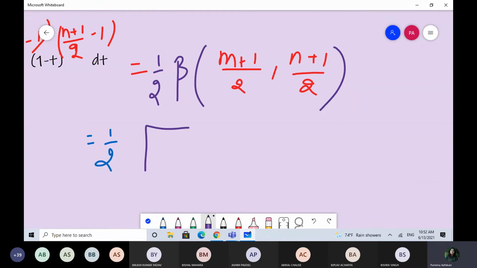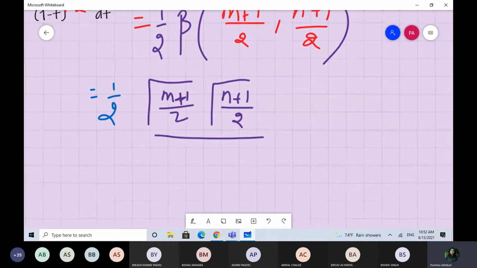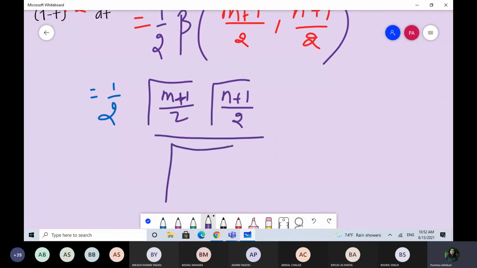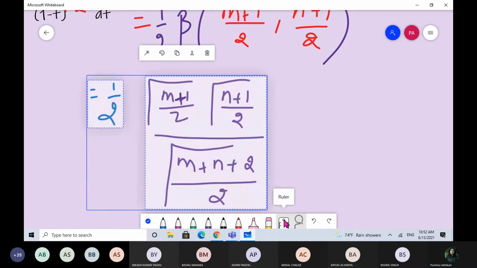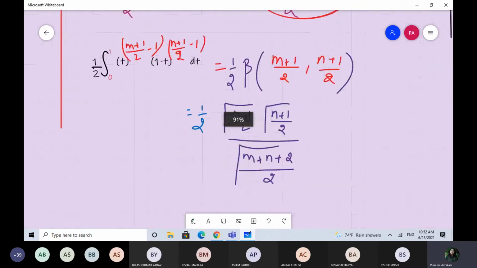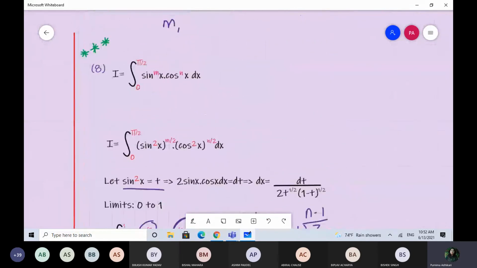So gamma m plus 1 by 2 into gamma n plus 1 by 2 divided by gamma m plus n. So when we add these two values, what are you going to get? Yes, you got it? Okay, is it clear up to here for everyone? Yes, ma'am. Any doubt to anyone, any step that needs to be repeated?